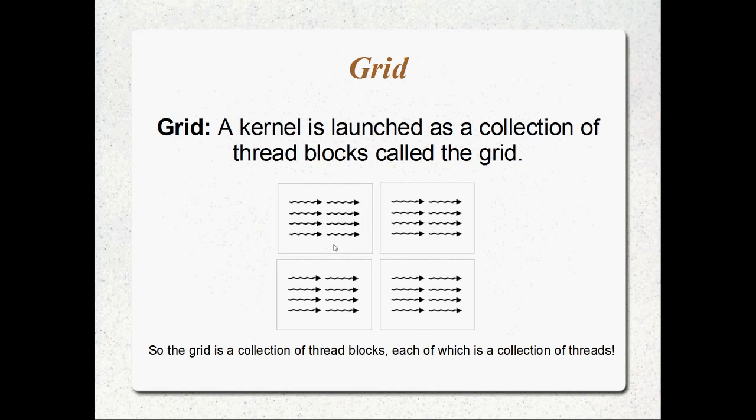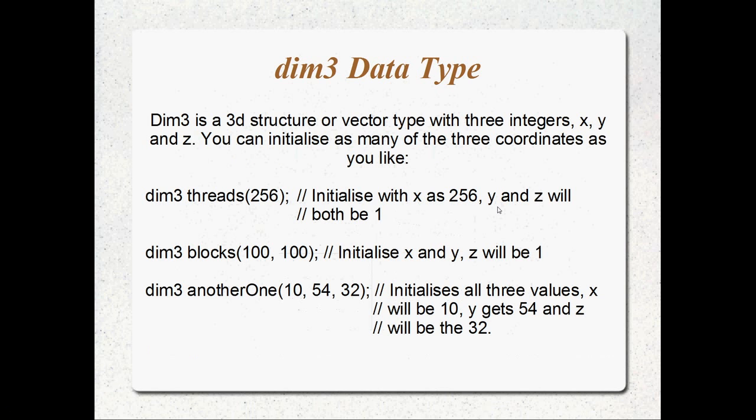Oh, I'm going to lose it here. Okay. The grid might be drawn something like this. So here I've got 4 little thread blocks, and each thread block has 8 threads in it. Okay, that's cool. dim3. Yeah, it's another term.